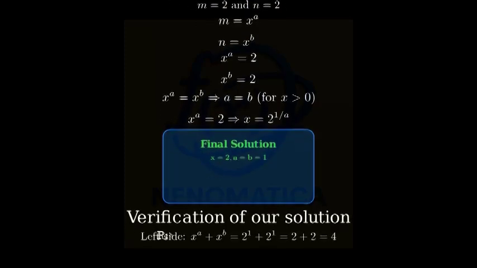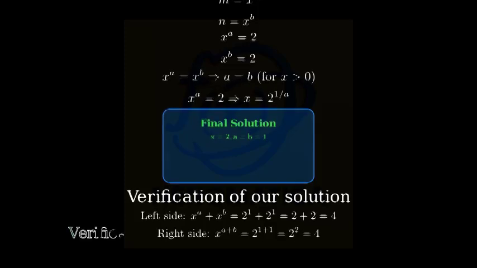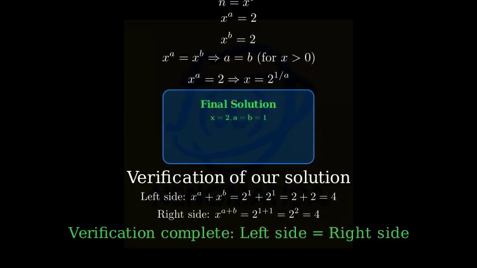into our original equation. The left side becomes 2 to the power of 1 plus 2 to the power of 1, which equals 2 plus 2, which equals 4. The right side becomes 2 to the power of 1 plus 1, which equals 2 to the power of 2, which equals 4. The left side equals the right side, so our solution is correct.